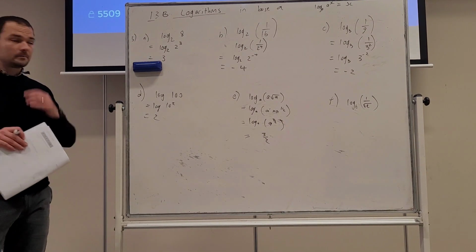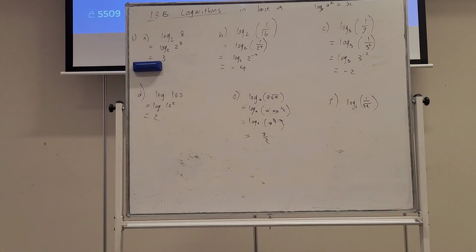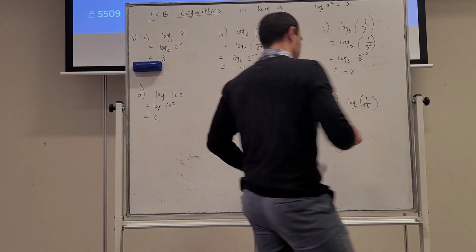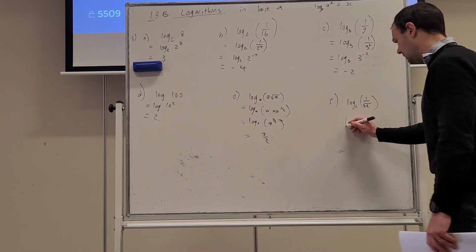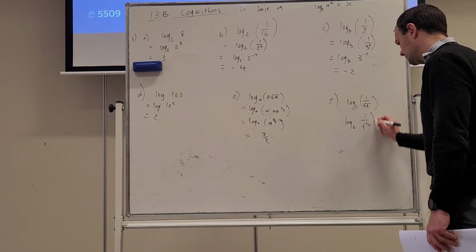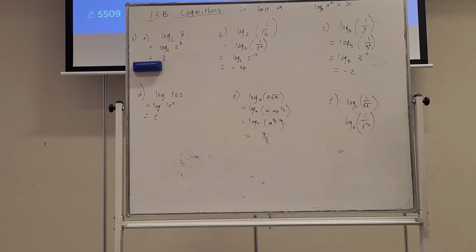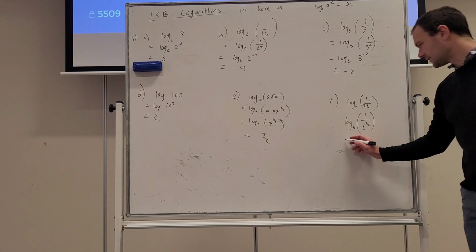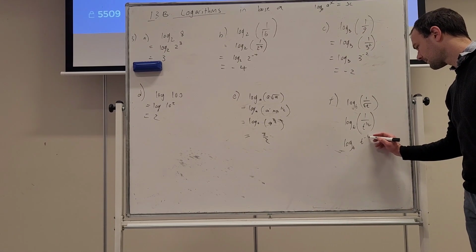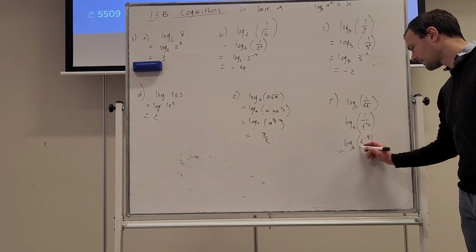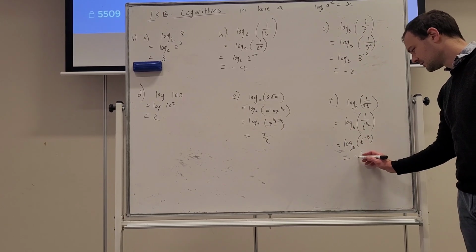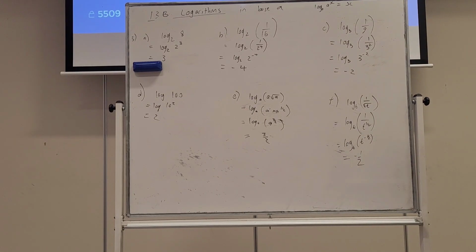Same with the last one. Log of the square root of t, we have 1 on root t. So we'll express that as 1 on t to the half. We're going to take it to the top and make the power negative. We've expressed it as a single power of t, so it's going to simplify to the power.